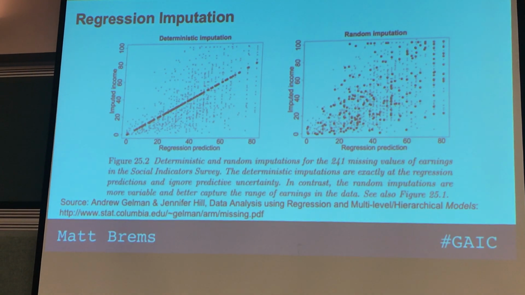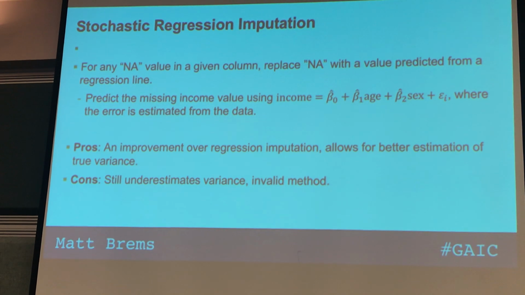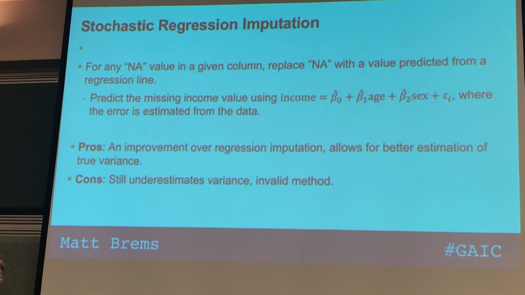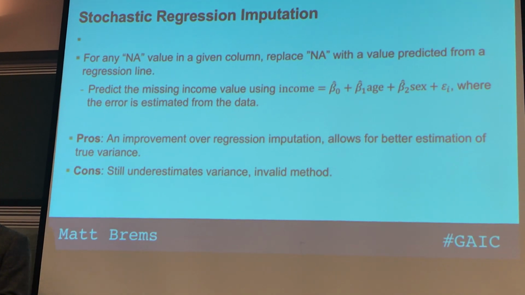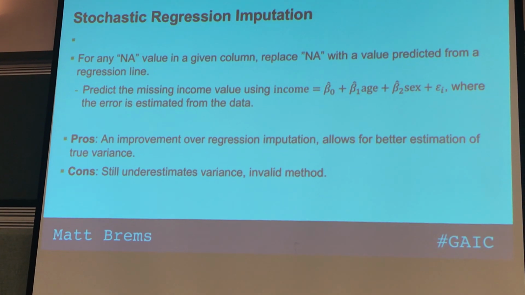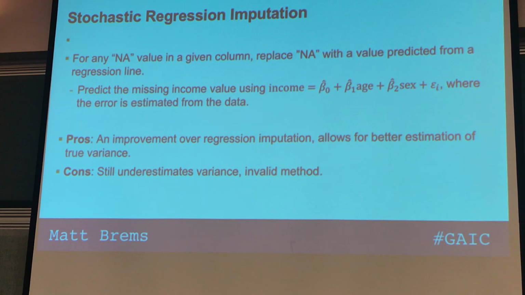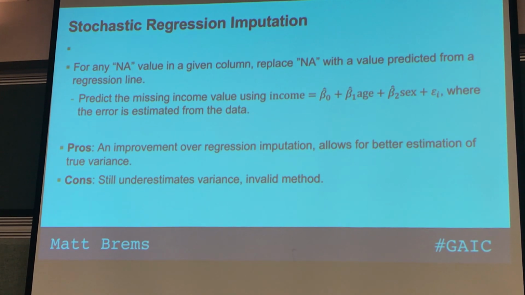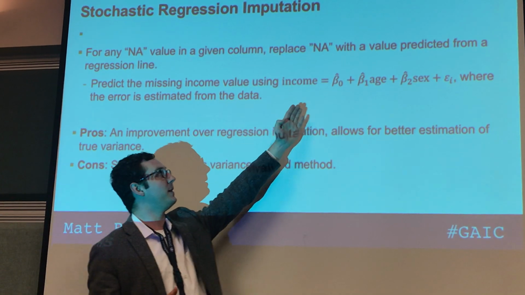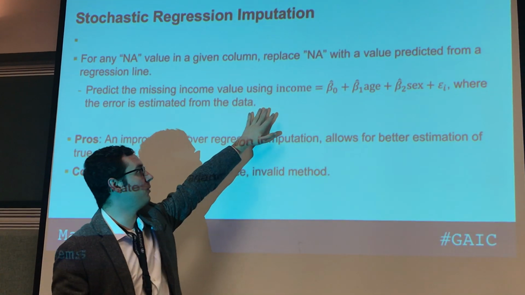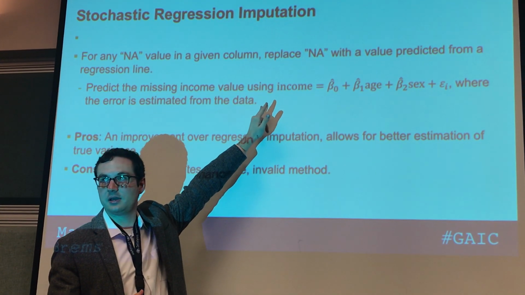So to walk through what stochastic regression imputation is: for any NA that you have for a given column, you're going to replace NA with a value predicted from a regression line or from any model. Again, I'm going to default to a linear regression model here just because I think it's easiest to talk about in that sense. So what you would do is estimate beta naught hat, beta 1 hat, and beta 2 hat using age and sex to predict income.